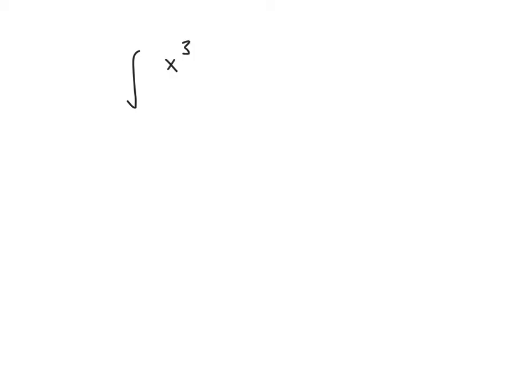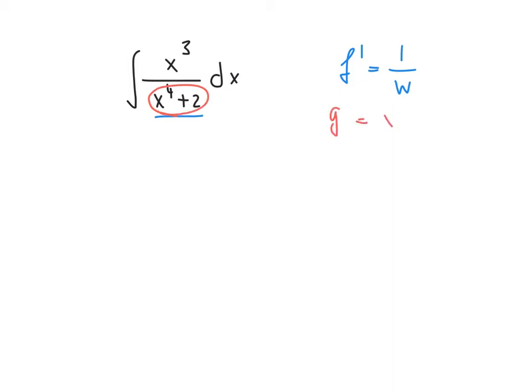So x to the 3rd over x to the 4th plus 2 dx. Same idea now, right? The outer function would be f prime, which is 1 over w. That leaves us with the inner function: g would be x to the 4th plus 2, and that would make g prime 4x to the 3rd. Well, now we see something interesting.